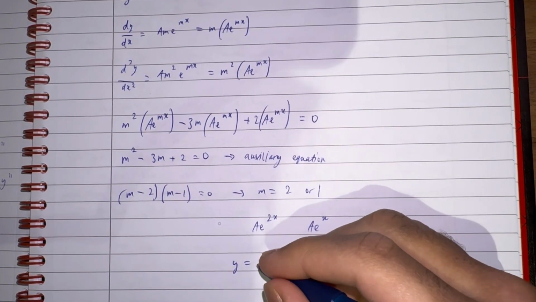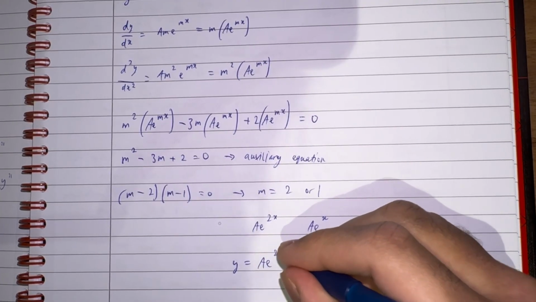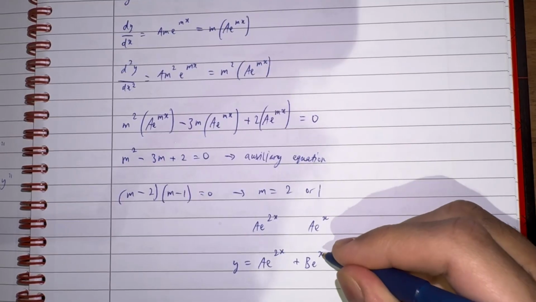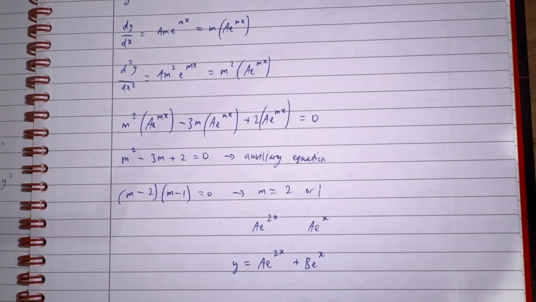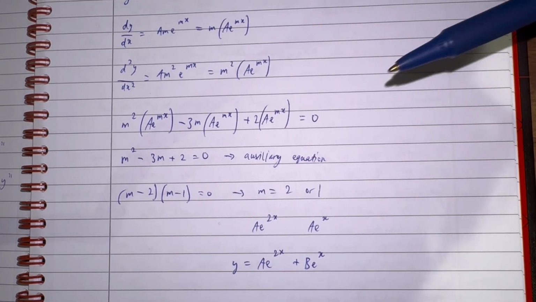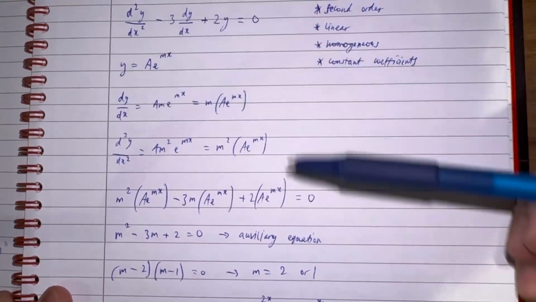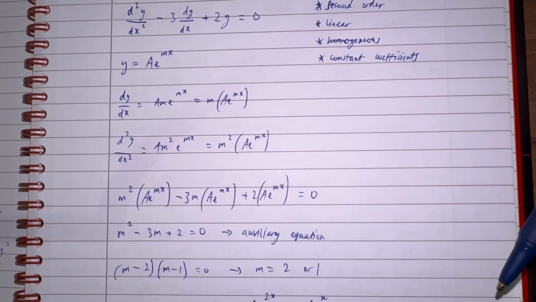So we can say that y is equal to Ae^(2x) + Be^x. Basically, what this is saying is that some linear combination of these two functions gives our original function y. And the reason that works is, as I've shown before, when you differentiate this, you just get a multiple of the original function y. Then if you plug that into the original equation, you'll be able to factor out that original function and then solve for the roots.